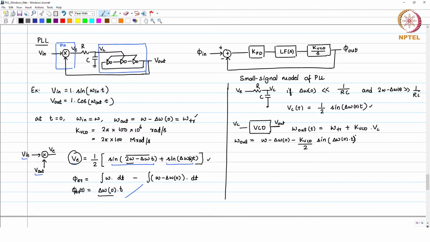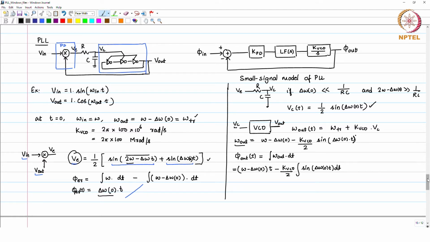So, what you see here is that the output frequency will change if I feed in the control voltage as given here. In response to this output frequency, your phase out at any given time is going to be, you can integrate your omega out dt, and this is going to be omega minus delta omega 0 times t minus k VCO by 2 integral of sine delta omega 0 t dt. You will get the output phase like this.